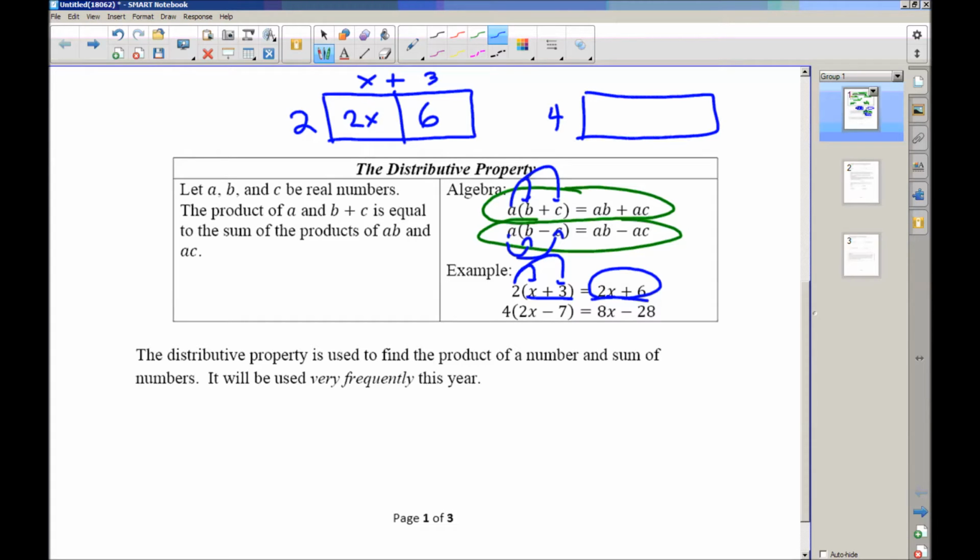So I'm multiplying 4 times 2x and times minus 7. So 4 times 2x will make 8x, and 4 times minus 7 will make negative 28. So 8x minus 28 is our answer here. Okay. Distributive property is used to find the product of a number and the sum of numbers. It is used very frequently this year. Okay, so you need to be very good at this property.